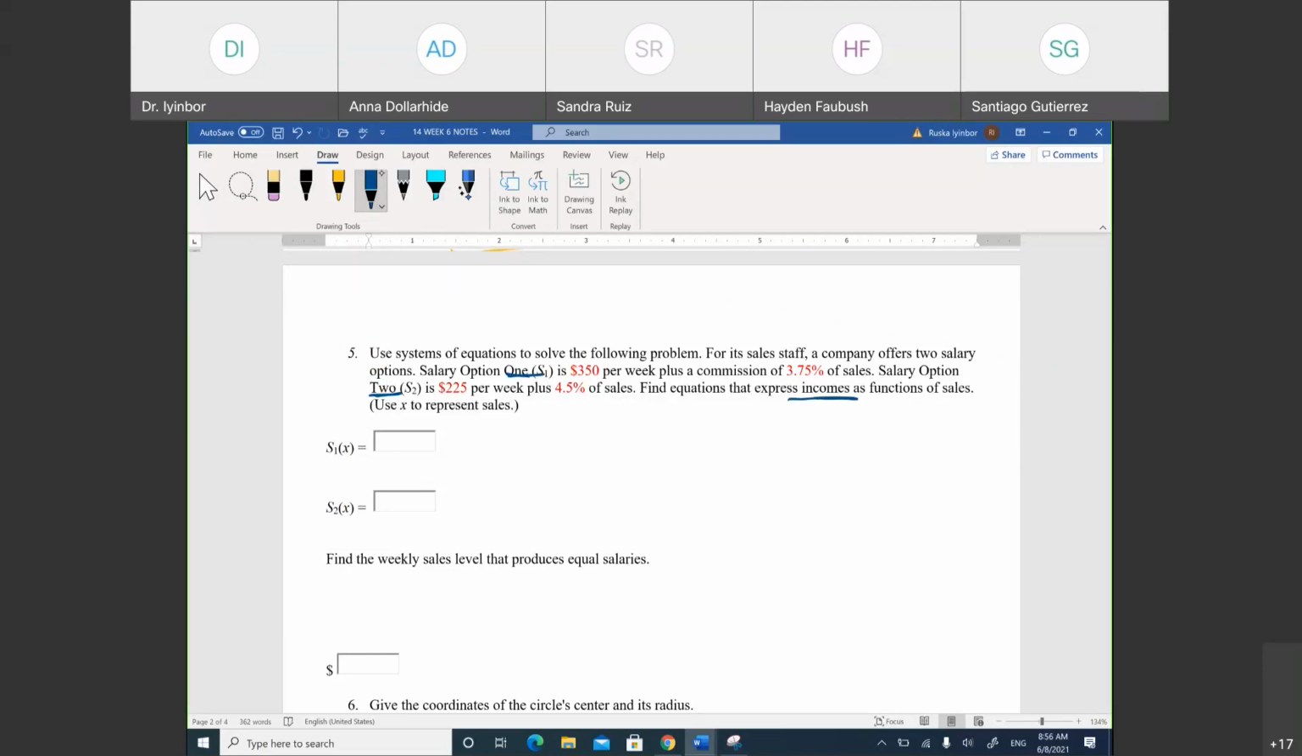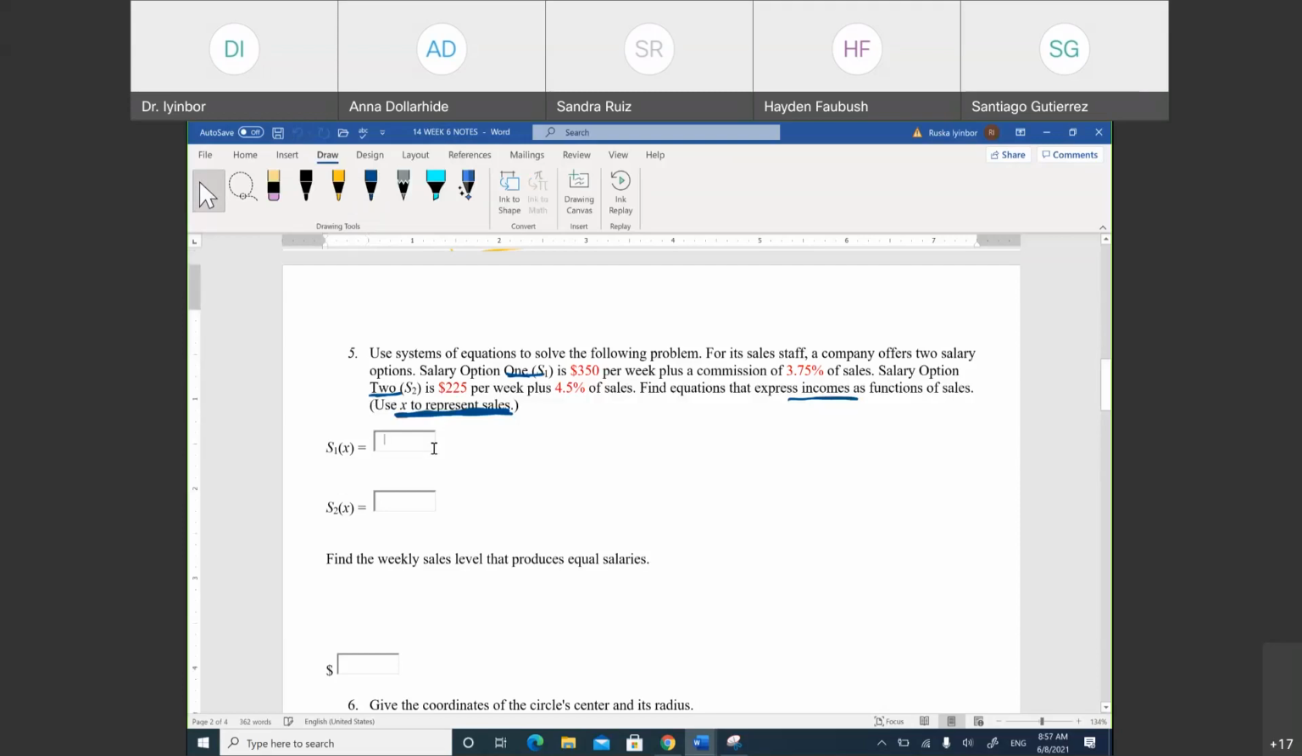And X is how much you are selling, right? So you're selling something, cars, houses, whatever, doesn't matter. They pay you $350 per week, and they also give you a commission of 3.75% of the sales. How are you going to calculate your paycheck for that week? Any ideas? X equals 350 times 3.75%. Where's the X though? The X would be the amount of sales that we need to figure out.